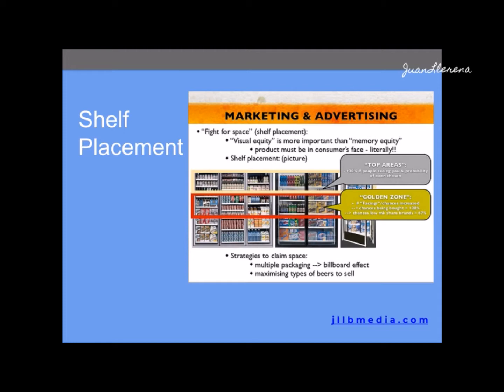And the golden zone, what I call the eye level zone, is related to the number of facings. This is how many items there will be side by side of the same product, how wide it's going to be. And the more facings that you get, the better the chances of an increase.